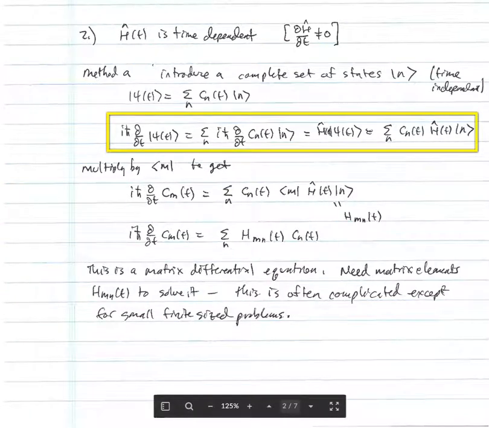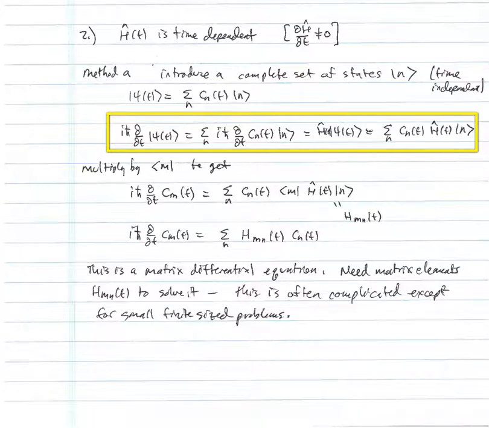We'll get i h bar d by dt psi of t, that's the left-hand side, is equal to the sum over n of i h bar d by dt Cn of t times the ket n. The derivative only acts on Cn of t because the states n are independent of time. That's going to equal H of t multiplied by the ket psi of t. Now if we plug in the expansion for the ket psi of t, we can re-express that as the sum over n of Cn of t, H of t acting on the state n.